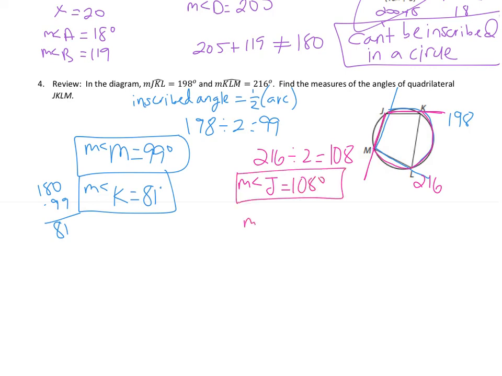Your measure of angle L now, I want you to find. What you should have done is take 180 minus that 108, and you get 72 degrees. So measure of angle L is 72 degrees.